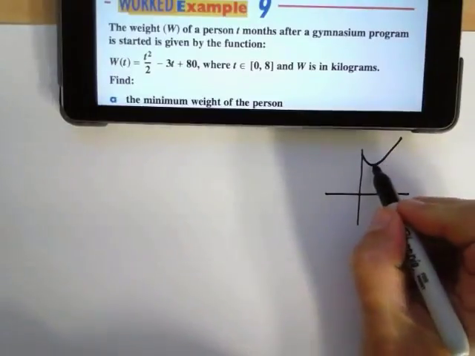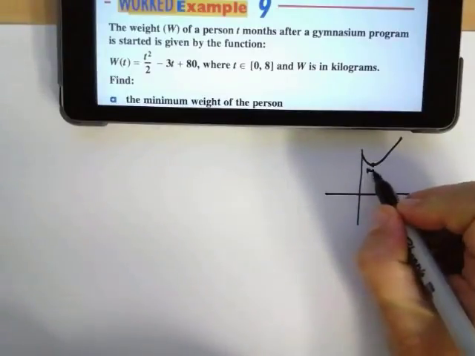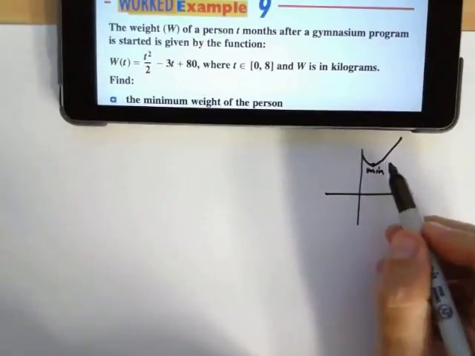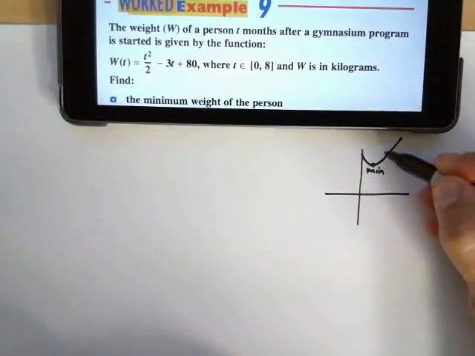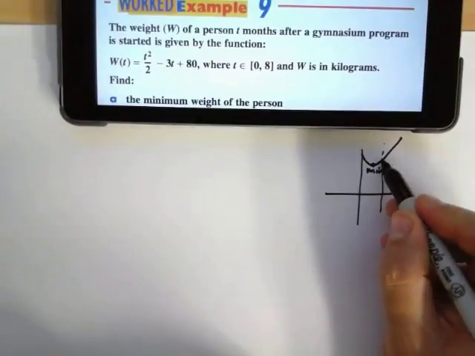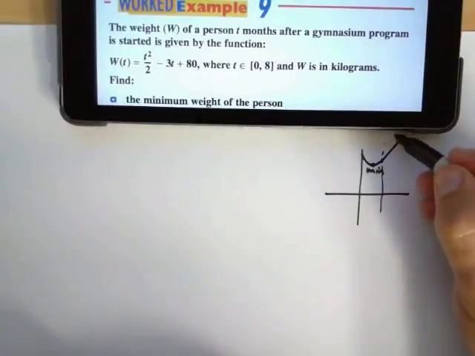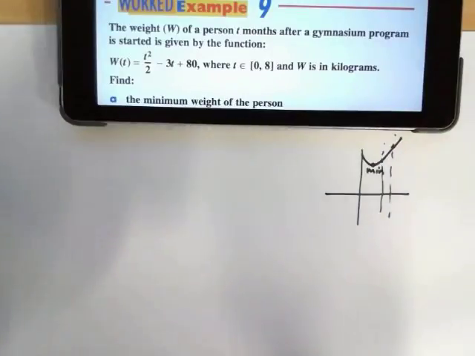So I can see that my turning point at this stage will be my minimum. So this will be my minimum, and my maximum depends on where 8 is. So if 8 is down here, then this will be the maximum, or that will be the maximum. If 8 lies over there, then this will be the maximum. So I have to investigate all those points.